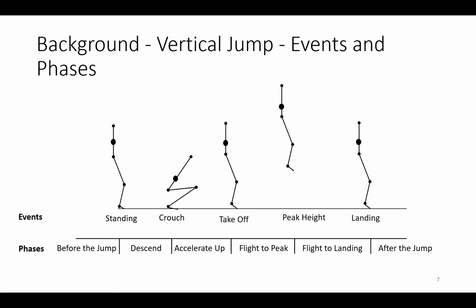So, events and phases of the vertical jump. We have it broken down here into five phases: standing, crouch, takeoff, peak height, and landing. Crouch obviously is when your knee angle is at the minimum, and from crouch you ascend upwards and accelerate upwards. You fly to peak and then fly to landing, and then after the jump, once you land.